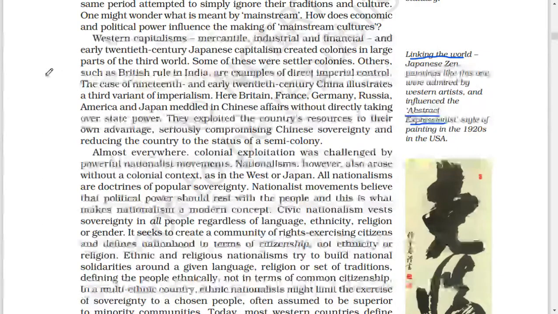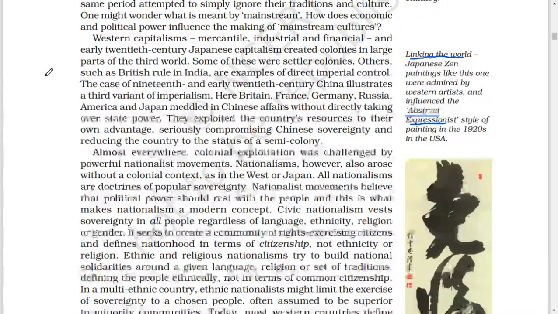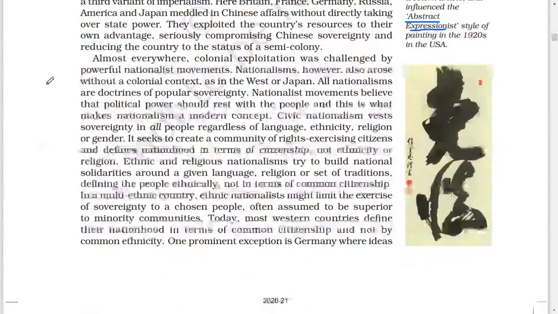Here, Britain, France, Germany, Russia, America, and Japan meddled in Chinese affairs without directly taking over state power. They exploited the country's resources to their own advantage, seriously compromising Chinese sovereignty and reducing the country to the status of a semi-colony. Almost everywhere colonial exploitation was challenged by powerful nationalist movements. Nationalisms, however, also arose without a colonial context, as in the West or Japan.